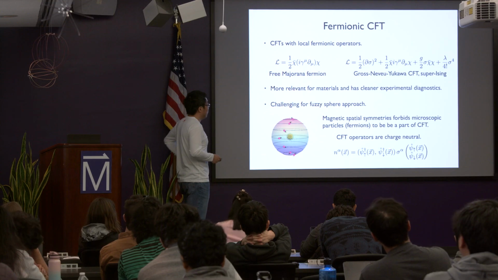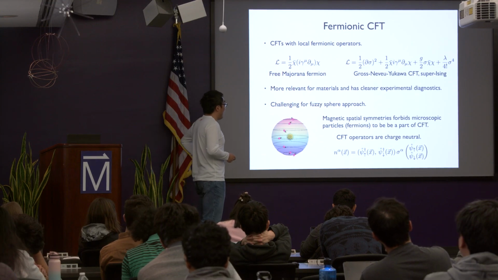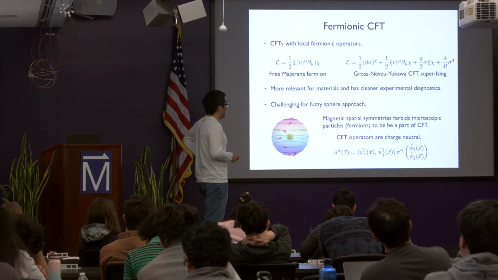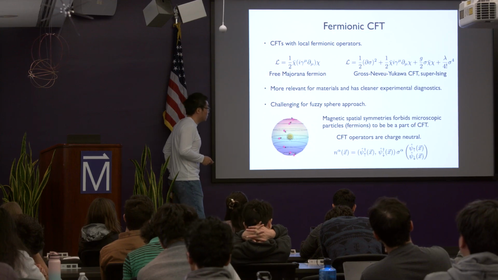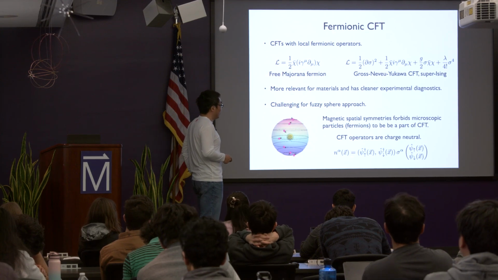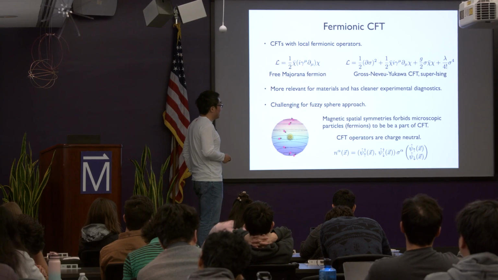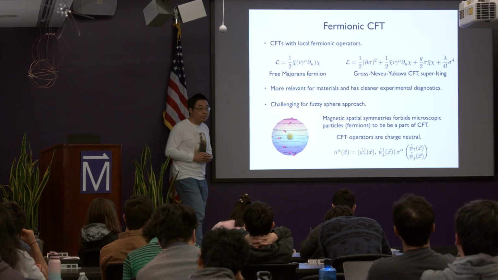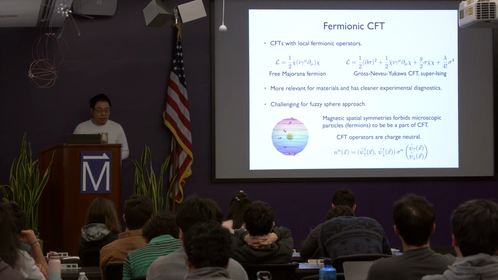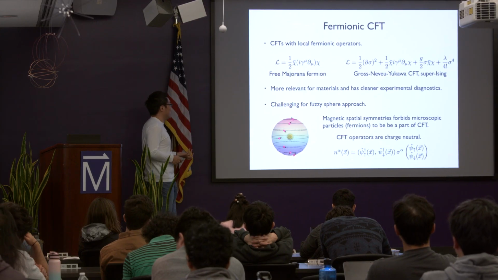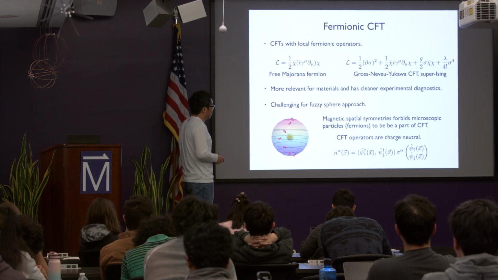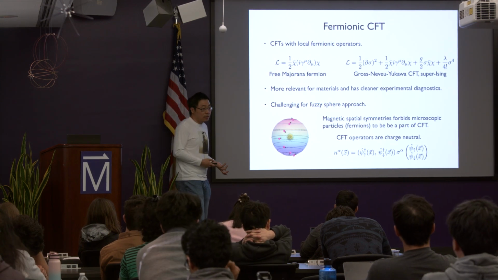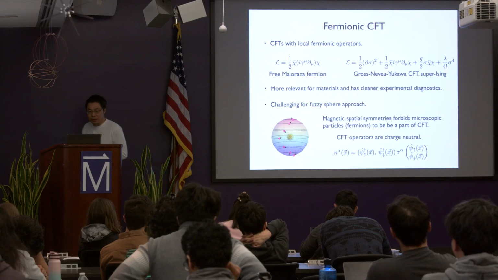So then in the CFT, in this approach, all the operators will be charge neutral such that they won't see these magnetic spatial symmetries, just like the Ising examples. The Ising spin operators will be like this density operator, which is a fermion bilinear, right? So then you naturally expect that if I study CFTs in this context, I will always get bosonic CFT operators, right?